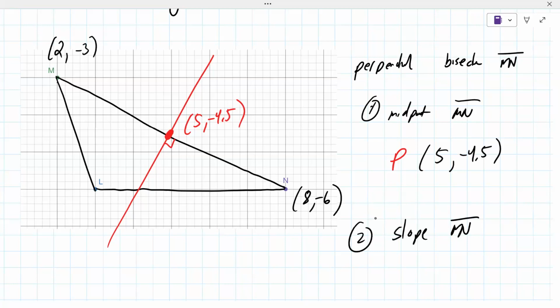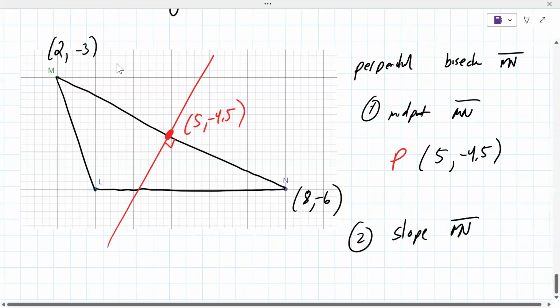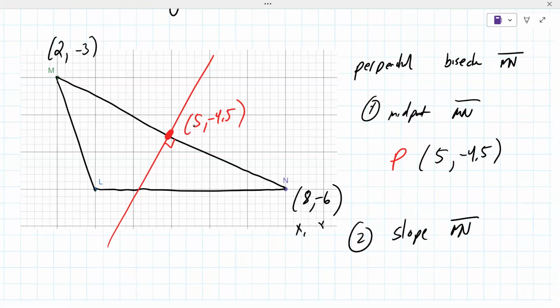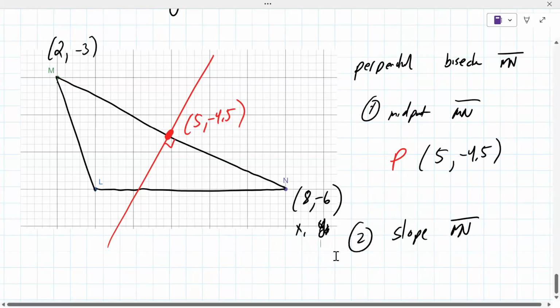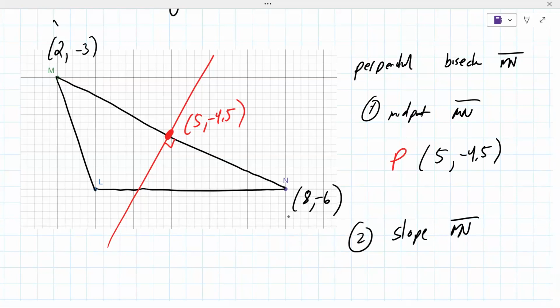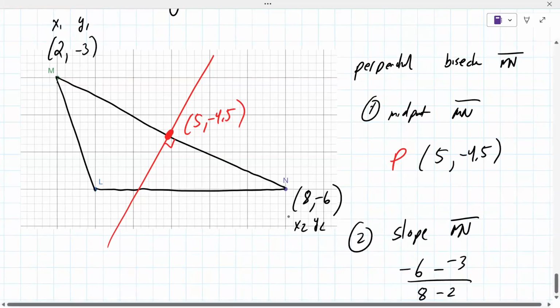I have -9/6, which is really 3/2. So it's going down and to the right, so it's got to be negative. That's the first issue. You've got sign errors. X1, Y1. I'm sorry. Well, let's not do it that way. Let's go left to right like we're supposed to. So we should go X1, Y1, X2, Y2: -6 minus a -3 over 8 minus 2, like that.